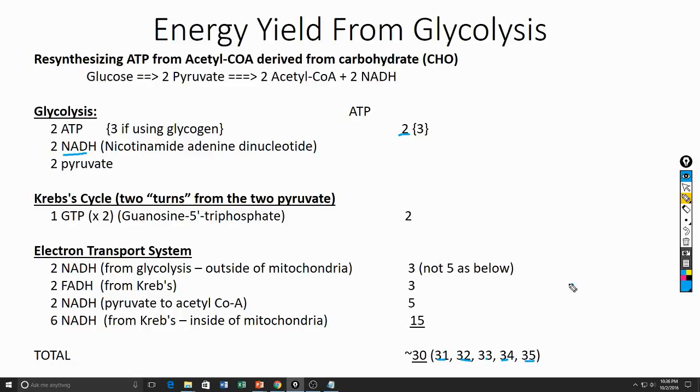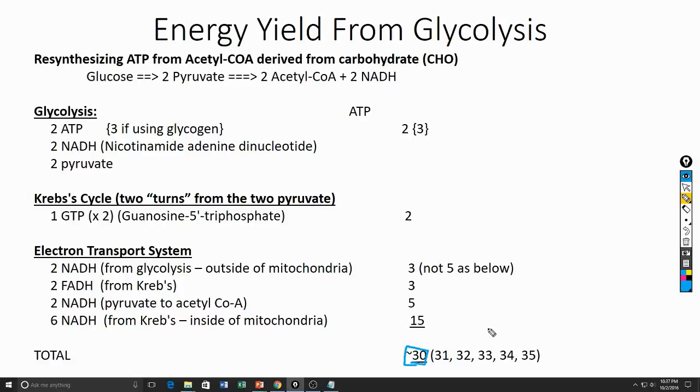We're getting 2 ATP from the actual glucose. Okay, and at the end of the day, we're getting about 30 ATP. So if we're getting about 30 ATP from one glucose molecule, it's not bad, but it has to go through the anaerobic route.